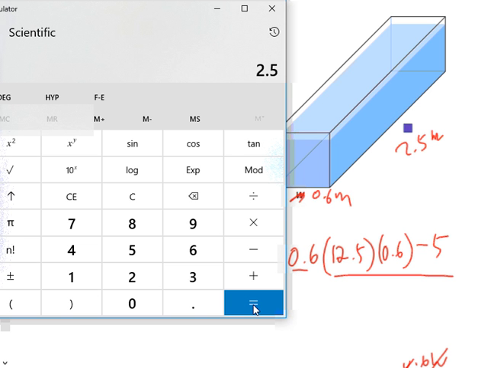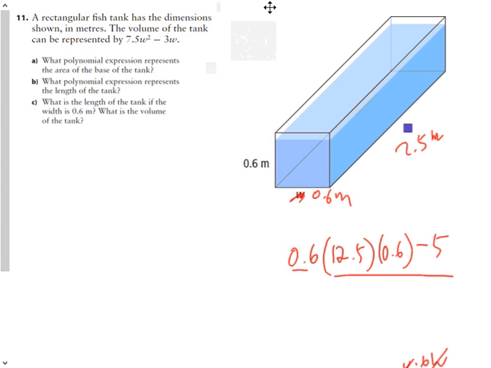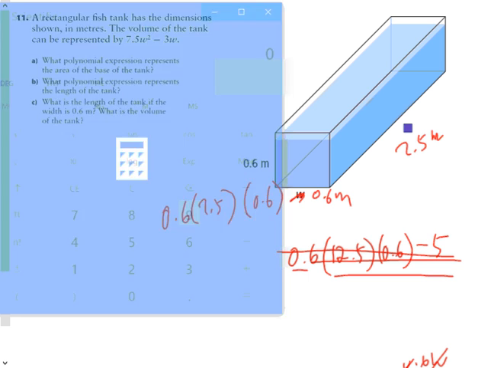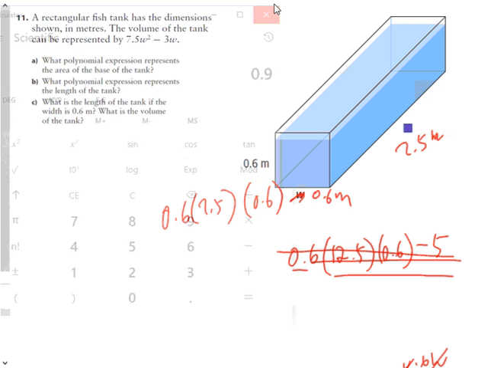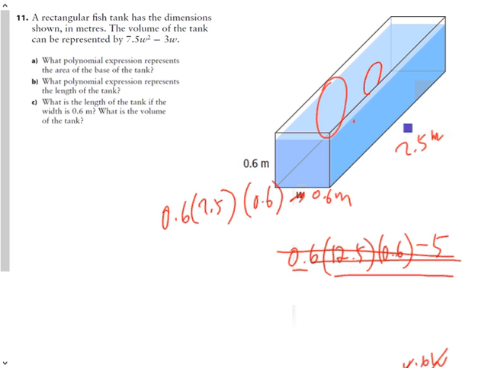I already know the w, it told me, was 0.6 meters. So here, the volume of the tank will be 0.6 times 2.5 multiplied by the height, because it's area of the base times the height. Take my calculator out this time. 0.6 times 2.5, so the area of the base is 1.5, multiplied by the height, which is 0.6, and the volume of the tank will be almost a cubic meter of water.